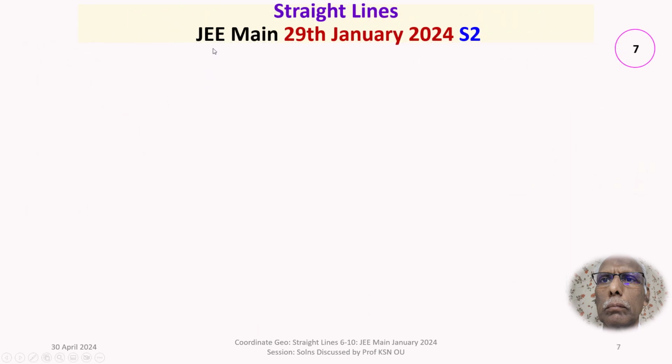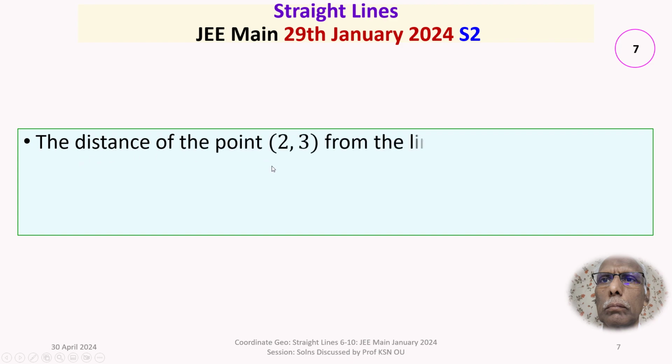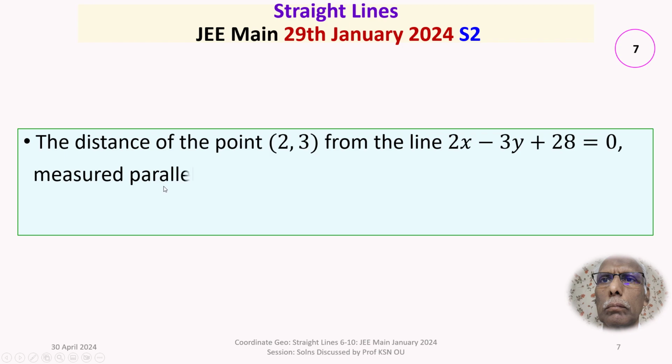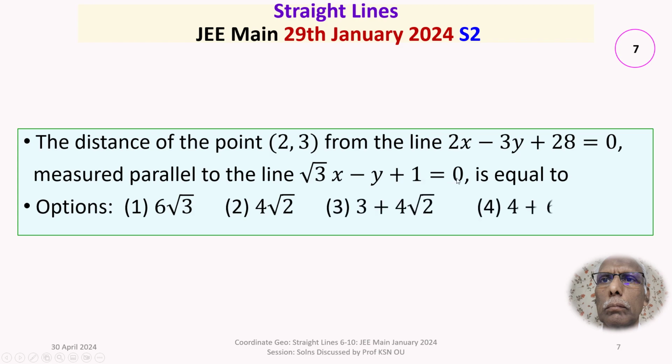This question has appeared in the JEE Main exam held on 29th January 2024 in the second shift. The given question is: the distance of the point (2, 3) from the line 2x - 3y + 28 = 0 measured parallel to the line √3x - y + 1 = 0 is equal to, and we are given 4 options. So we have to find the distance of this point (2, 3) from this line 2x - 3y + 28 = 0 measured parallel to this line √3x - y + 1 = 0.